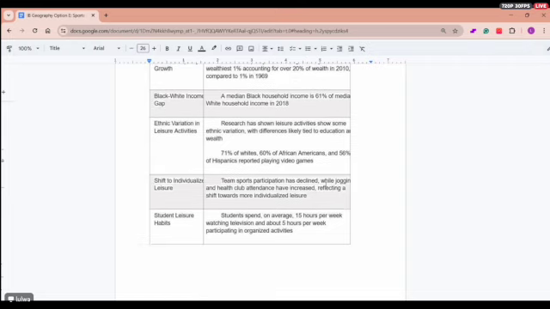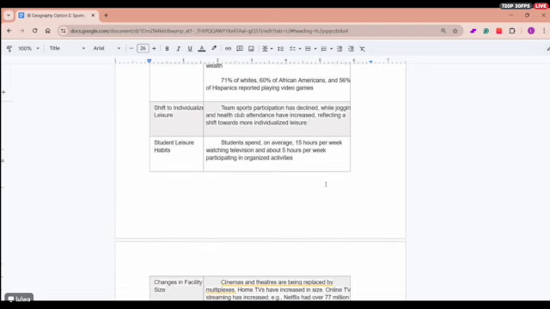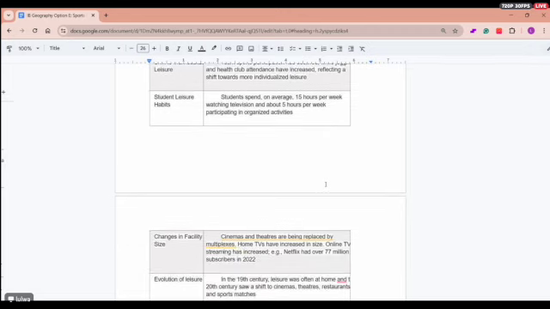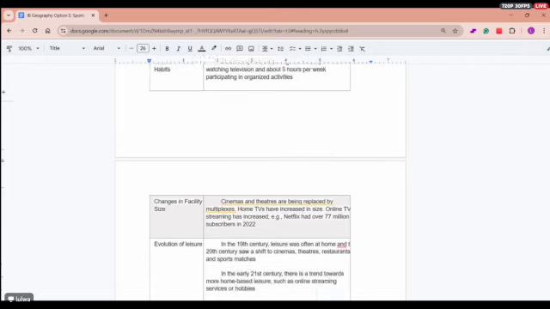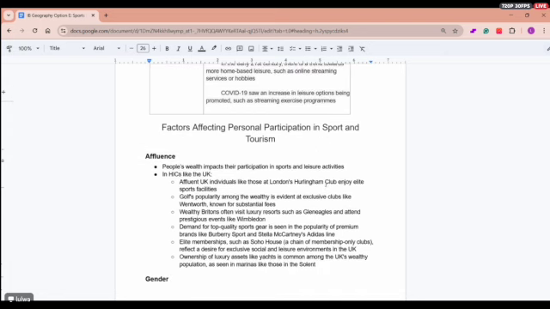And there's a lot of ethnic variation in leisure activities, and a shift to individualized leisure. So team sport participation in the United States has declined. And there are a lot of student leisure habits. So students spend 15 hours watching television per week and about 5 hours participating in organized events, and so on and so forth. So, what are the factors affecting personal participation in sports and tourism?